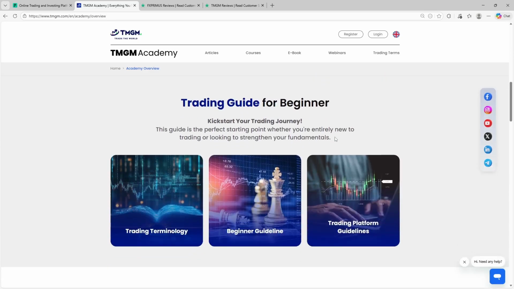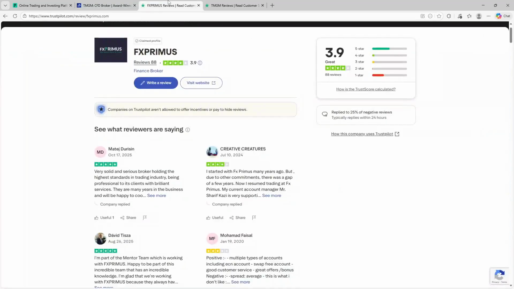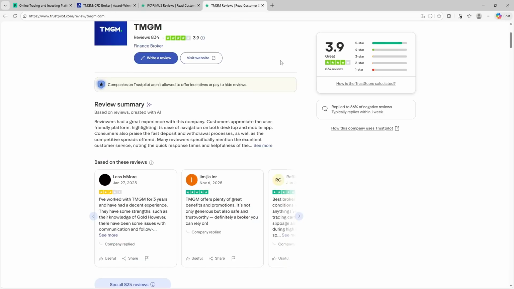Looking at user sentiment, Trustpilot feedback adds important context. FXPrismus holds a Trustpilot rating of 3.9 out of 5, with many reviewers praising professionalism, account management support, and reliability, while some mention average spreads on certain account types. TMGM also holds a Trustpilot rating of 3.9 out of 5, with traders frequently highlighting competitive spreads, fast withdrawals, and strong execution, alongside occasional feedback about communication consistency. Ratings can change over time, and viewers should always verify the latest information directly on Trustpilot before making decisions.